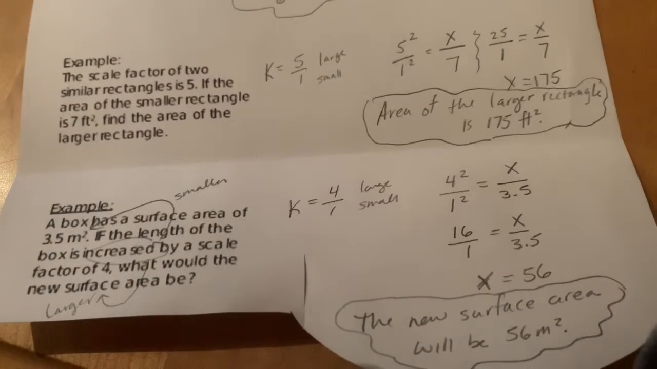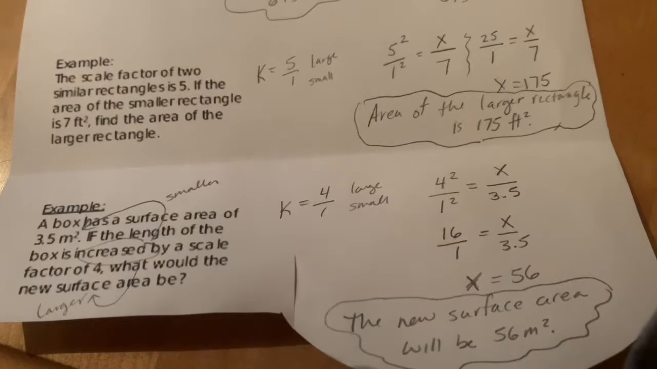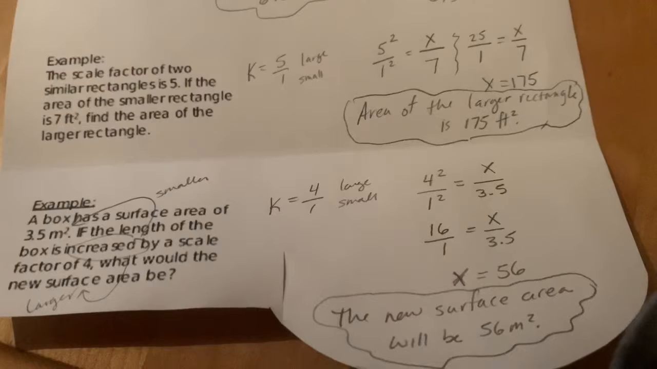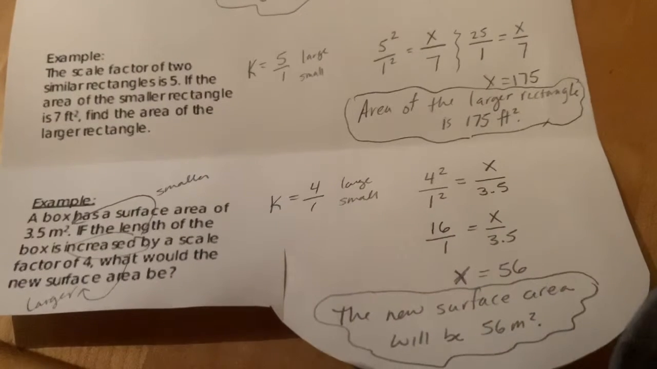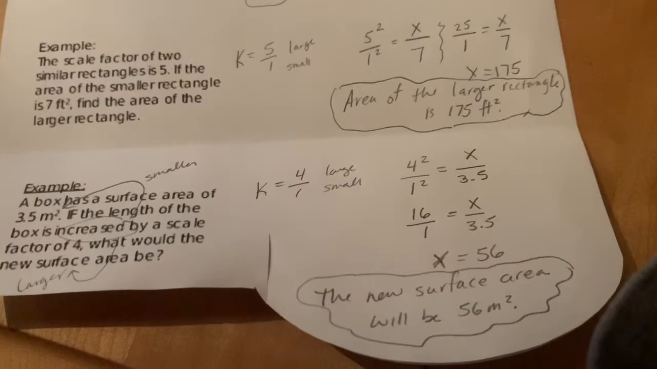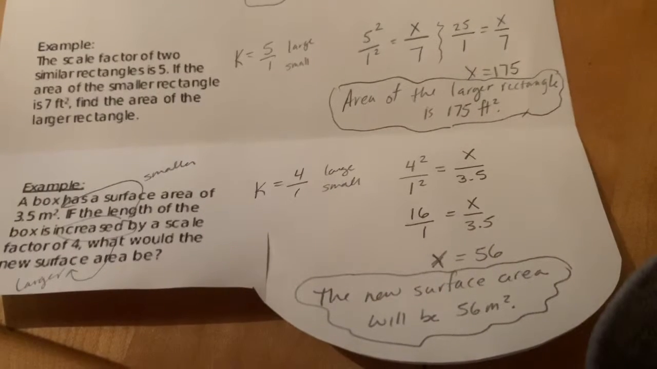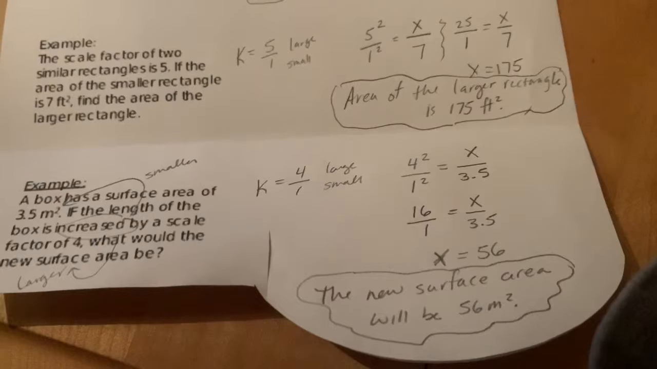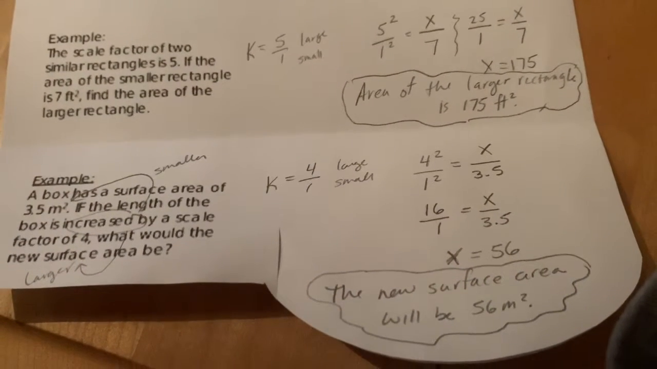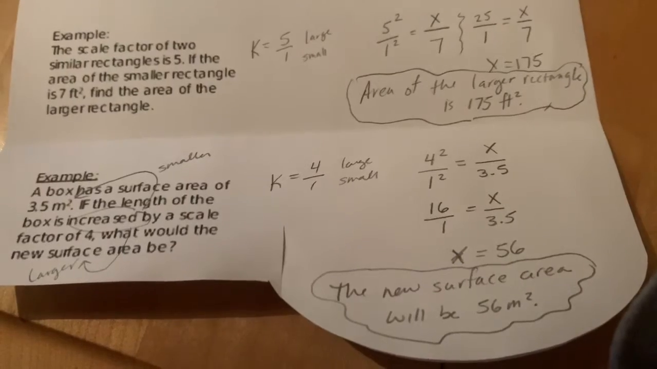Then I do 4 squared. 4 times 4 is 16. 1 squared, 1 times 1 is 1, equals x over 3.5. I cross multiply. 1 times x is x. 16 times 3.5 is 56. So that tells me that my new surface area will be 56 meters squared, or square meters. All right, and there are our 4 examples of how to use a scale factor to find a missing surface area or a missing volume.